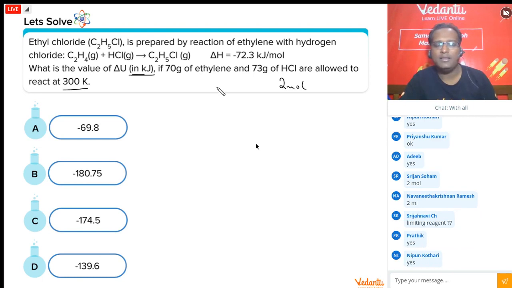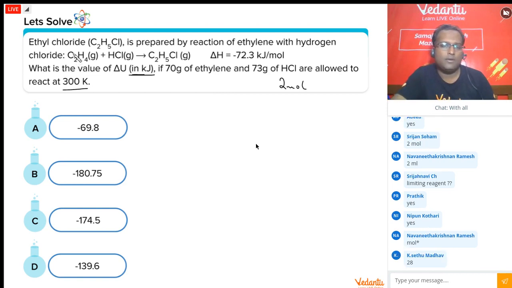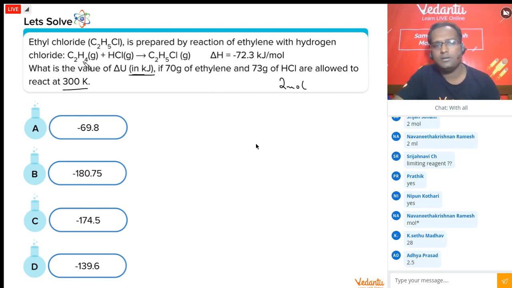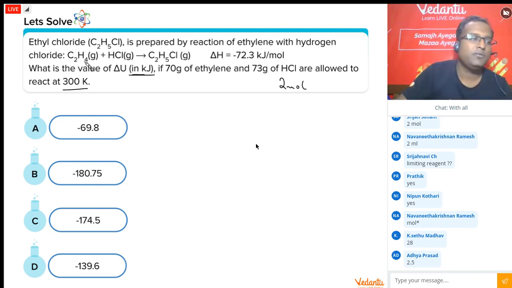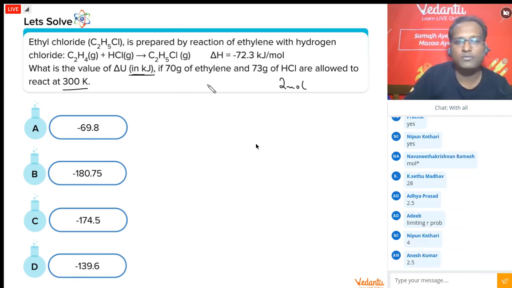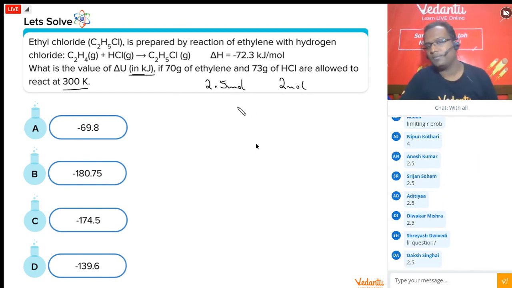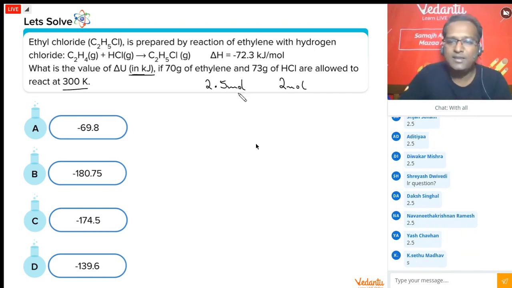right? And ethylene is coming out to be how much? This is 28, 32. 32 से 24 plus 4, so 5 moles ना then. नहीं, क्या कर रहा हूँ, 2.5 moles. So do you agree this is a problem of limiting reagent?